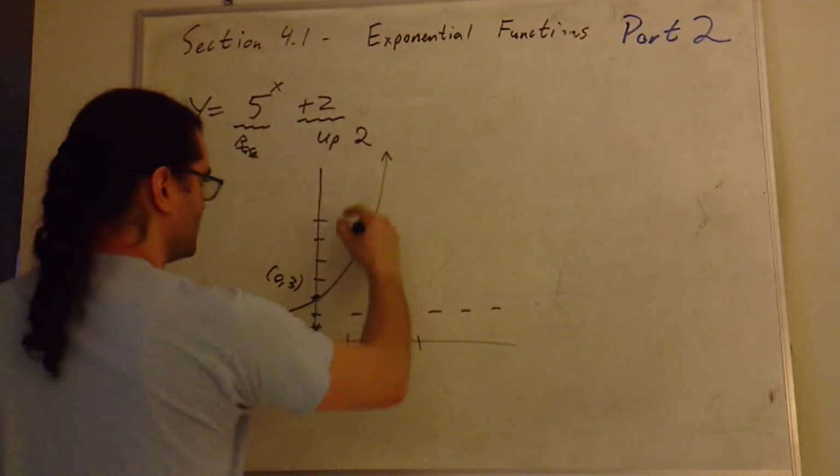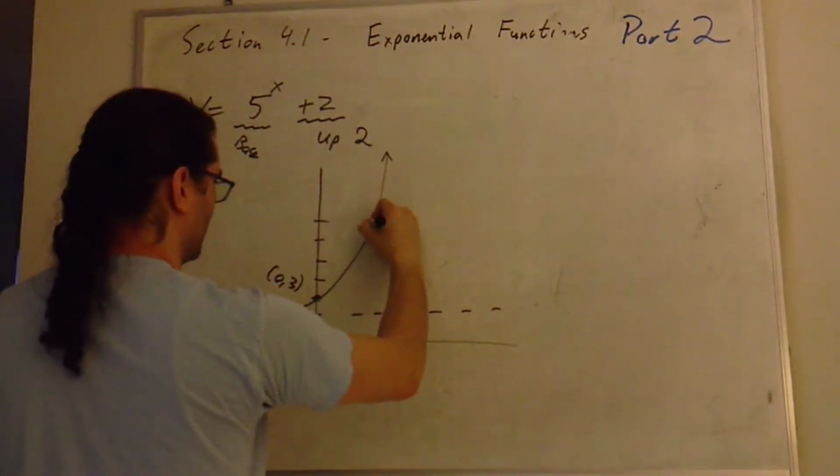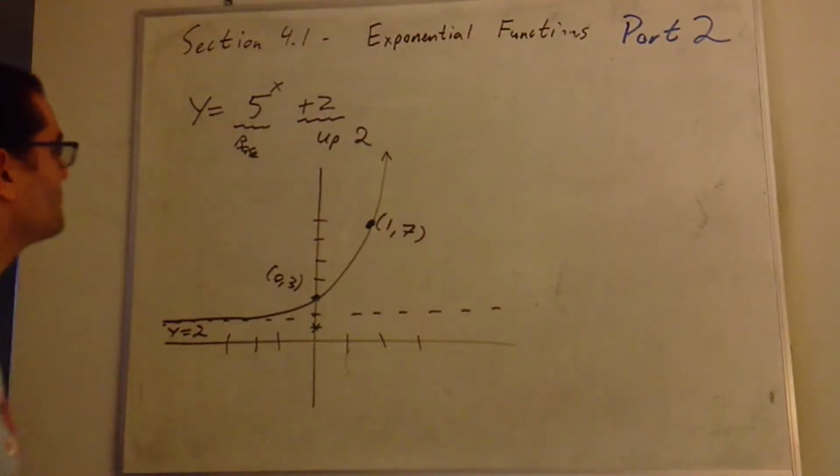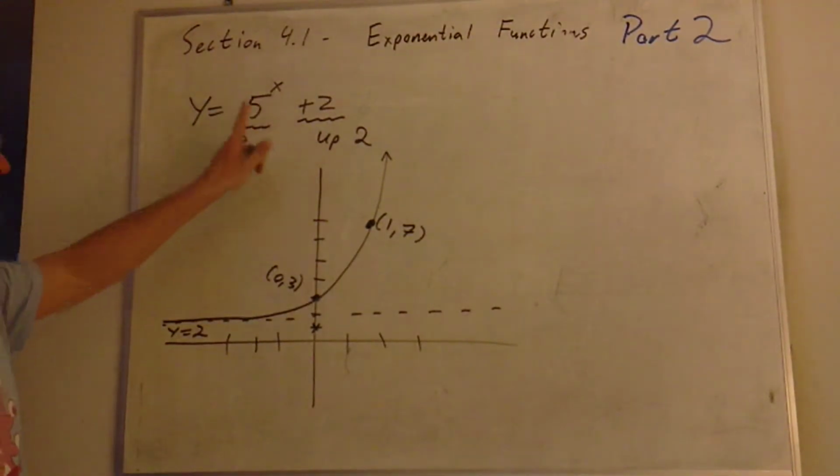Probably hits, what is this point? Should be (1, 7), I think. If you plug 1 into this, you should get 7.